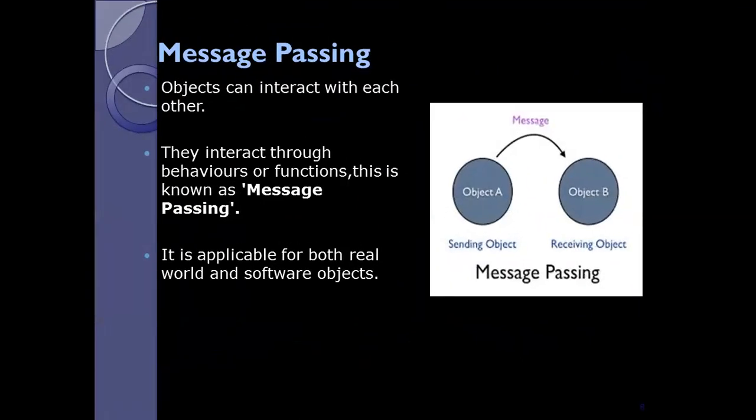Message passing. What is message passing? Objects can interact with each other. These objects interact through behaviors or functions, and this process is known as message passing. It is applicable for both real world and software objects. In short, objects can communicate or interact with each other, and this process is known as message passing.